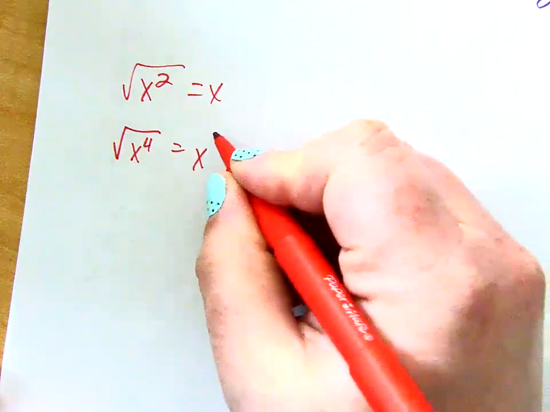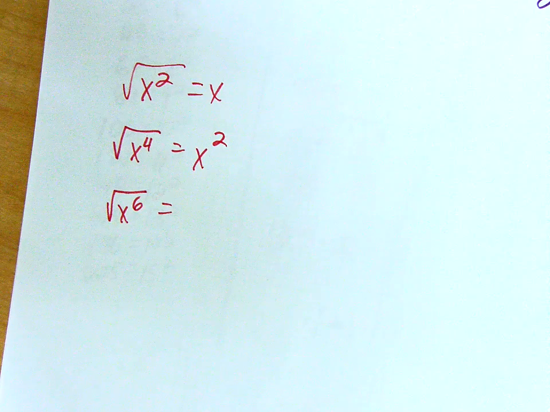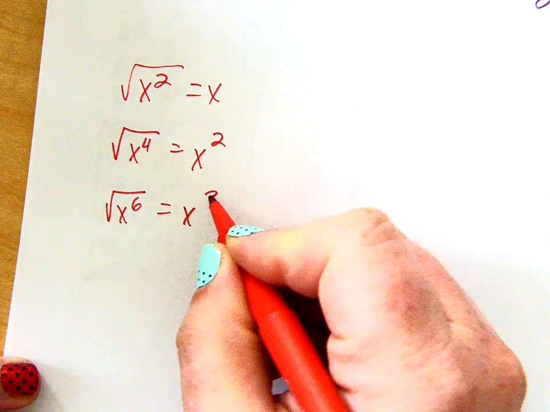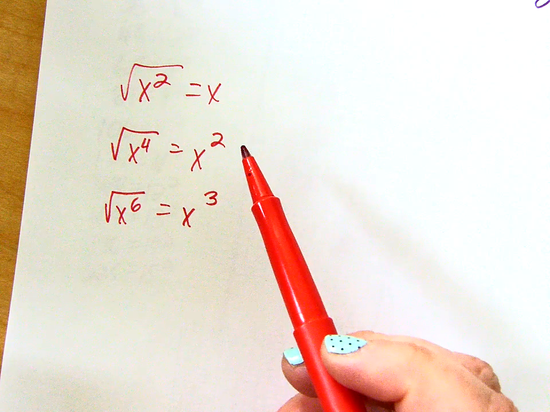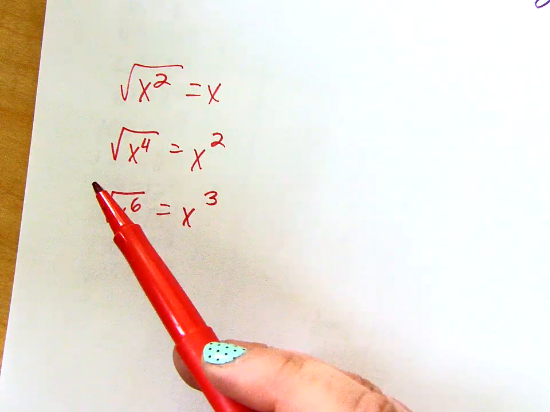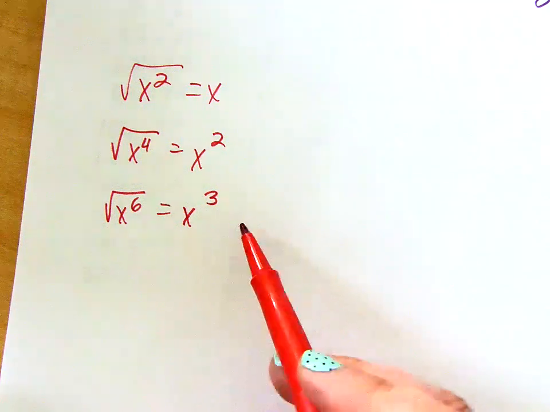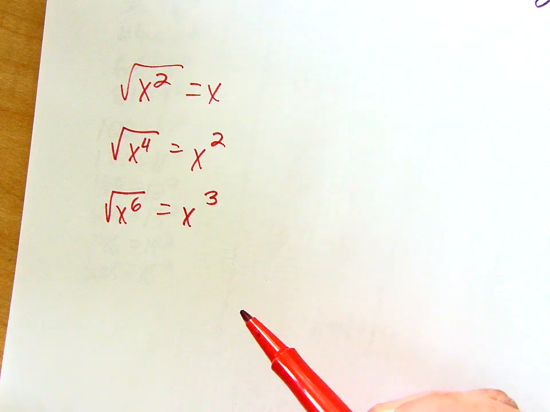X squared. What is the square root of x to the sixth? X to the third. So a lot of people get hung up on this because I know the square root of 4 is 2, but actually it has nothing to do with that. It's because x squared times x squared gets me back to x to the fourth. Isn't x cubed times x cubed really x to the sixth? Right? You're just adding those exponents.